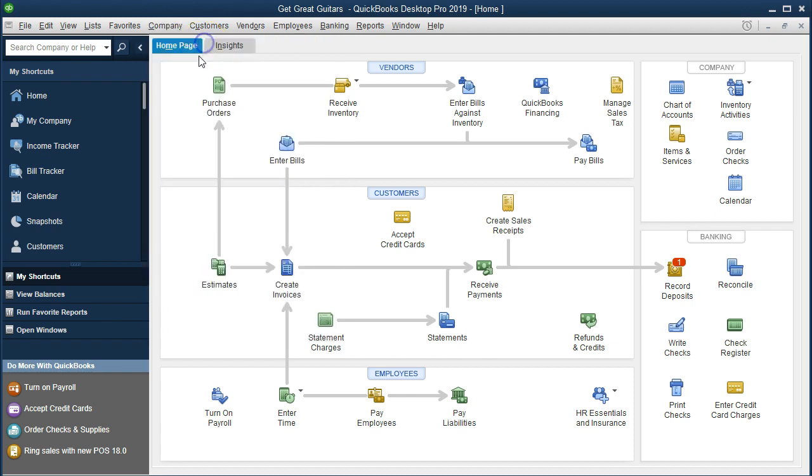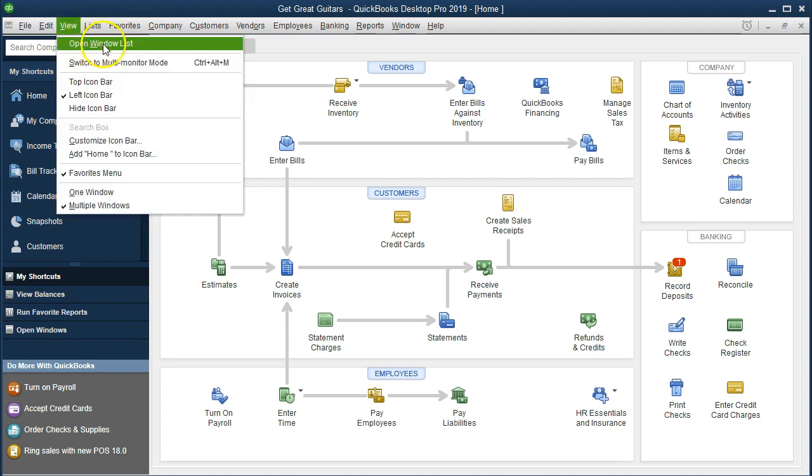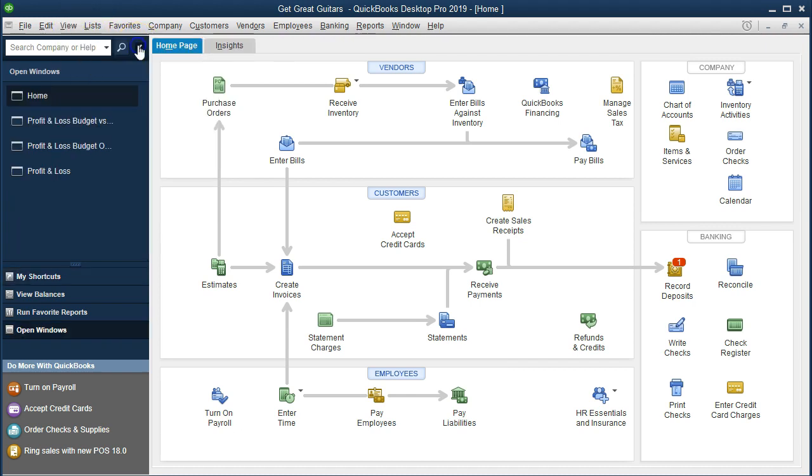I'm also going to open the Open Windows every time here by going to the View dropdown and going to the Open Windows list. And that'll show us what is open on the side panel here. I've now closed everything to just have the home page being the only thing open in the open windows. We are now going to go through the navigation of the home page, including the vendor section.